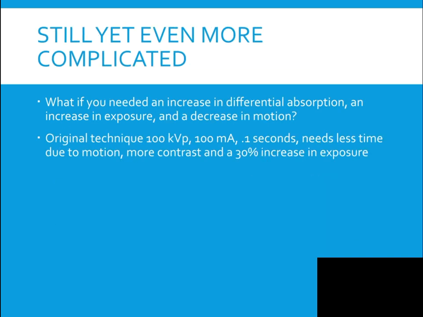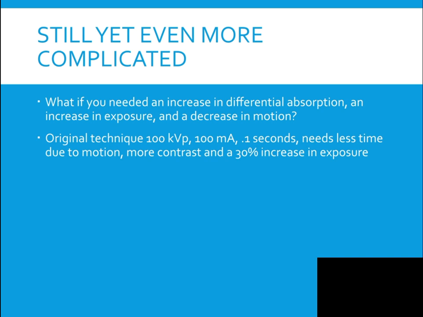So then you get to this, so you need to increase your differential absorption, increase your exposure, now because you increased your mass, you got a motion problem. So how do you control motion? Well, with careful instructions. And if that doesn't work, then you're going to need to reduce your time. So how do you reduce time while maintaining your same exposure? And that would be by manipulating MA and time.